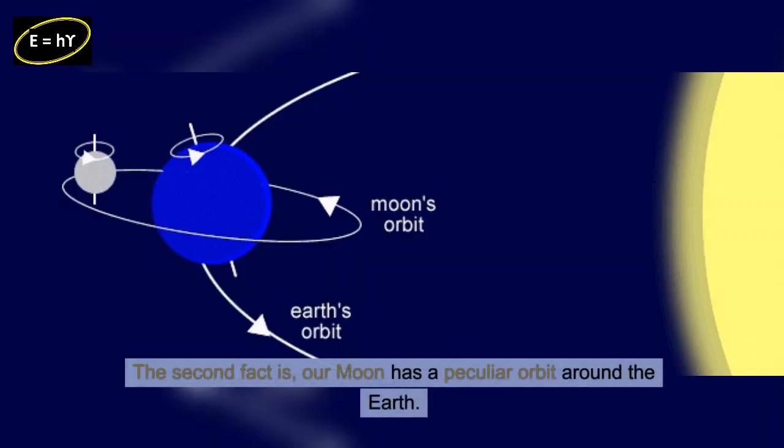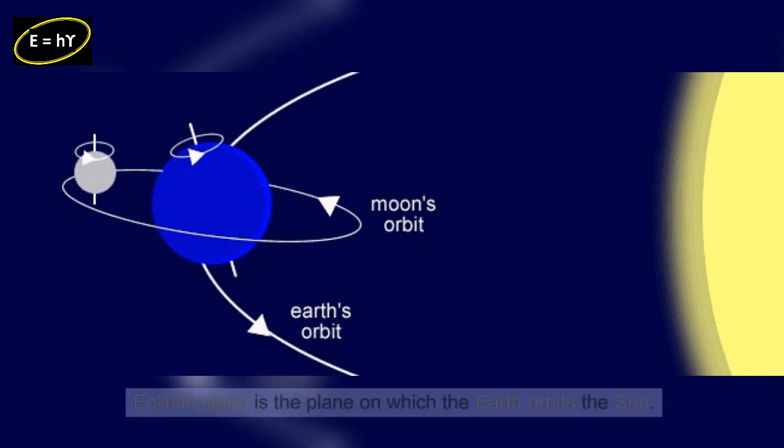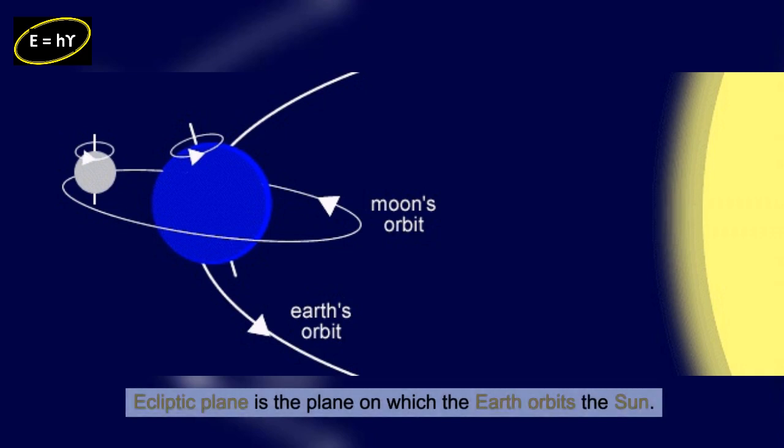The second fact is, our moon has a peculiar orbit around the Earth. While the Earth is tilted by 23.5 degrees to the ecliptic plane, the moon's orbital plane is inclined to the ecliptic plane by about 5 degrees as shown in the diagram. Ecliptic plane is the plane on which the Earth orbits the Sun.